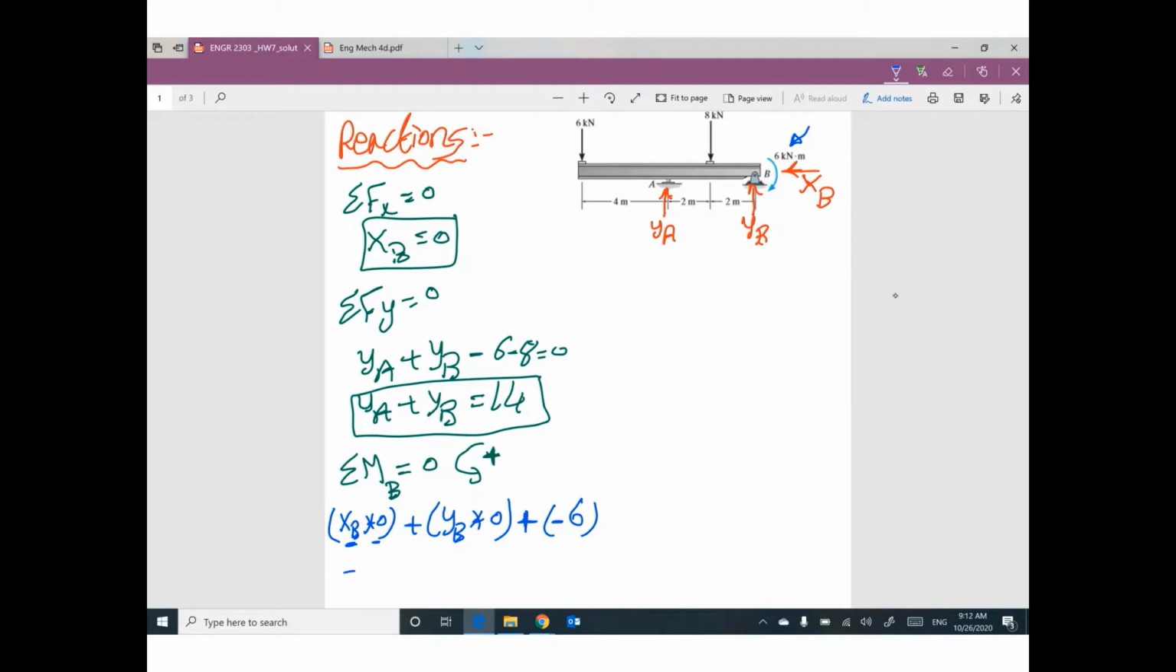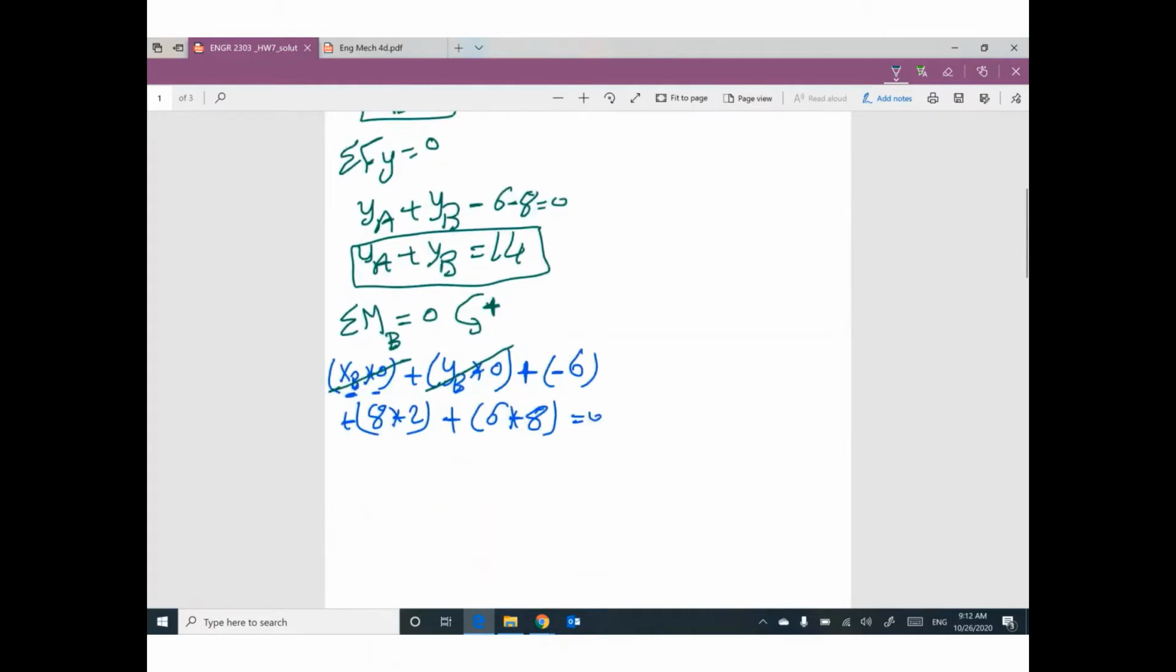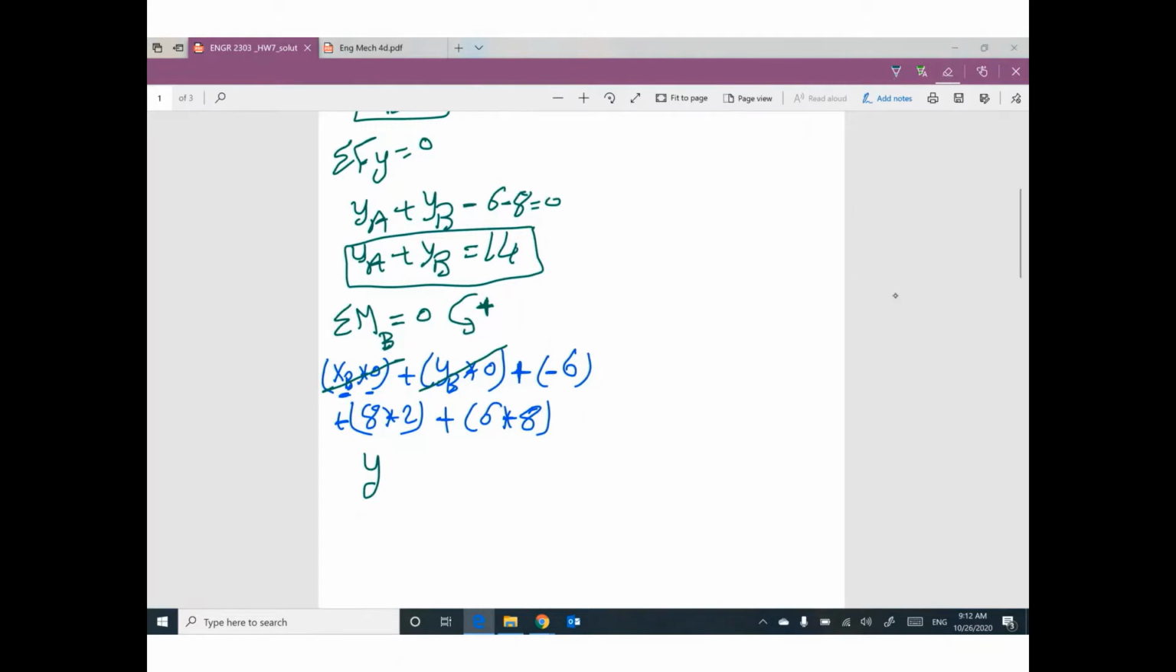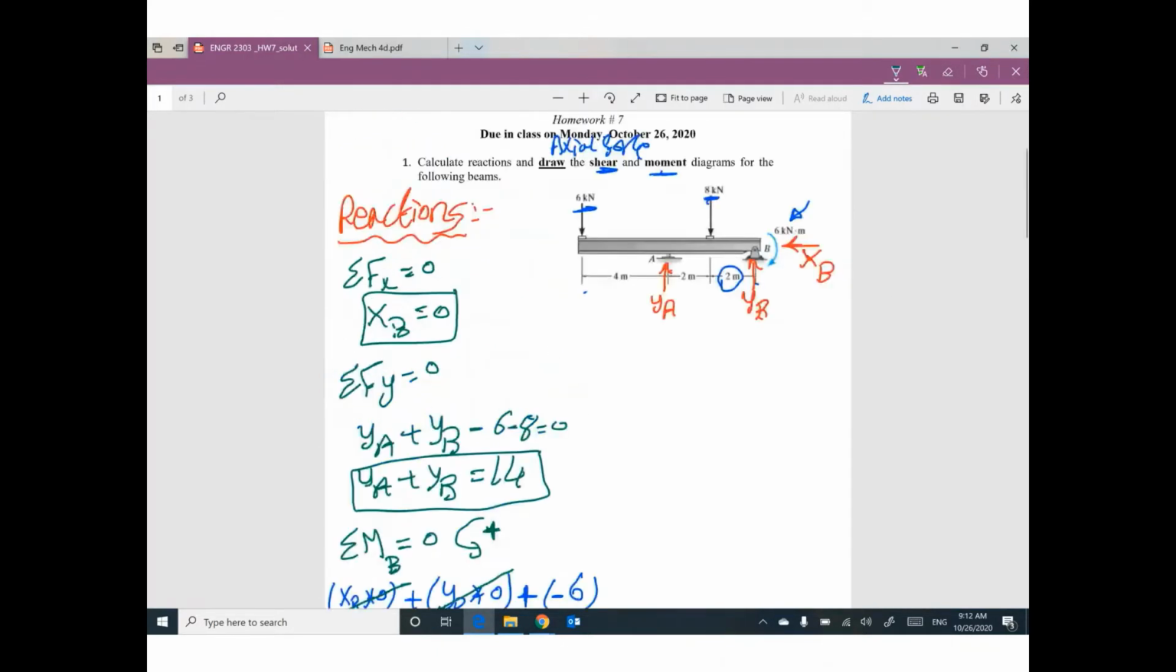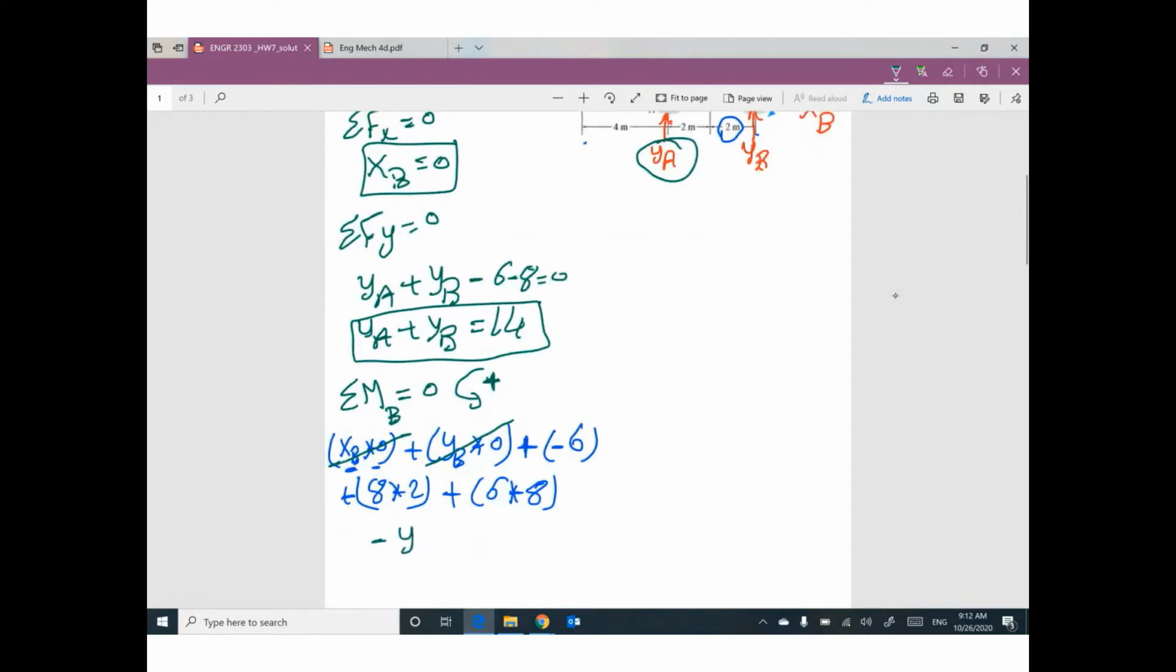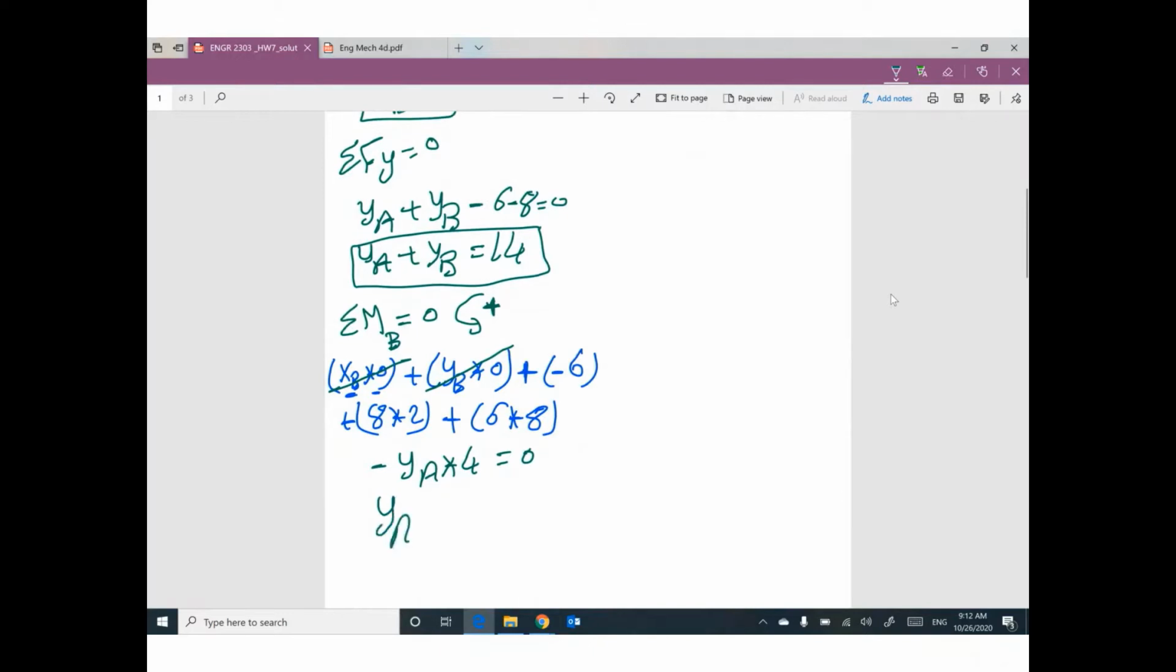Plus 8 times 2 plus 6 times 8. This 8 times this 2, this 6 times this total distance 8, equals 0. This part will be cancelled. The only unknown is Y... Sorry, I forgot something. I am done with 6 and 8, but I missed YA. So we have negative YA times 4 equals 0. The only unknown in this equation is YA.